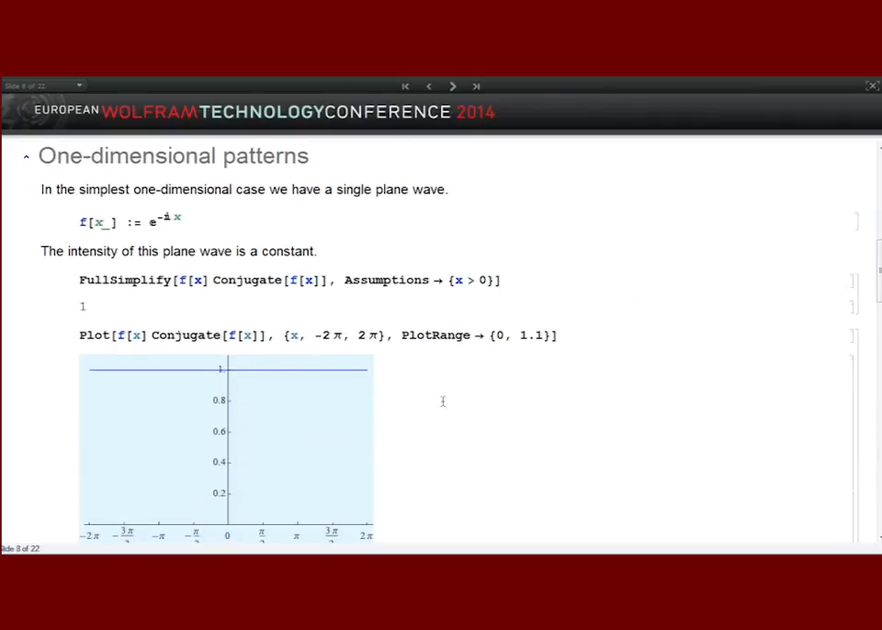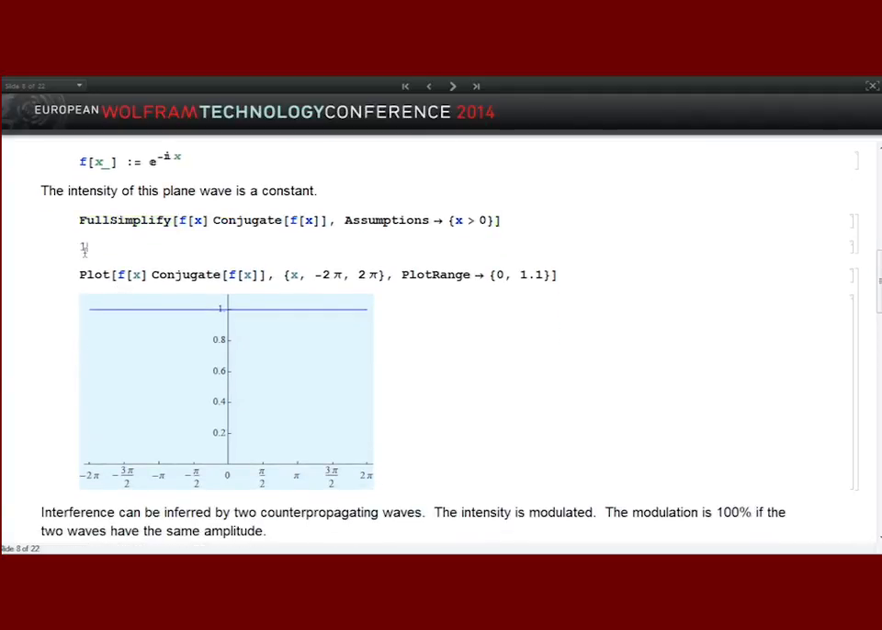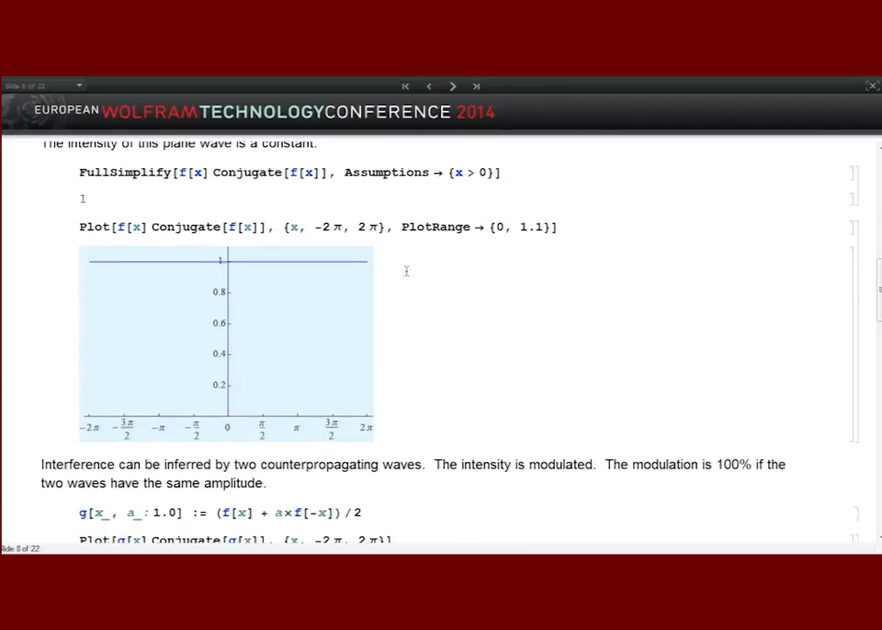Well, you can just phrase, let's say, a single plane wave here. Here we can just identify a single plane wave, and if we calculate the magnitude of this, the product of the function and its conjugate, then of course we see it's just a constant, nothing really special.